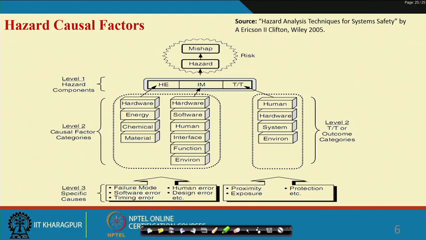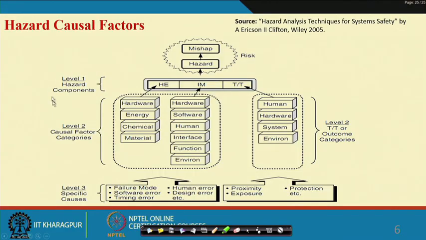It can be classified in another way also, like different energy. All those things lead to accidents, and if you dig down further, you will find level 3 factors, level 3 causes. So these are level 3 causes. This is what risk factors, causal factors are. What are the causal factors? The first level causal factor is the hazard, the hazard component. It is given in level 1.